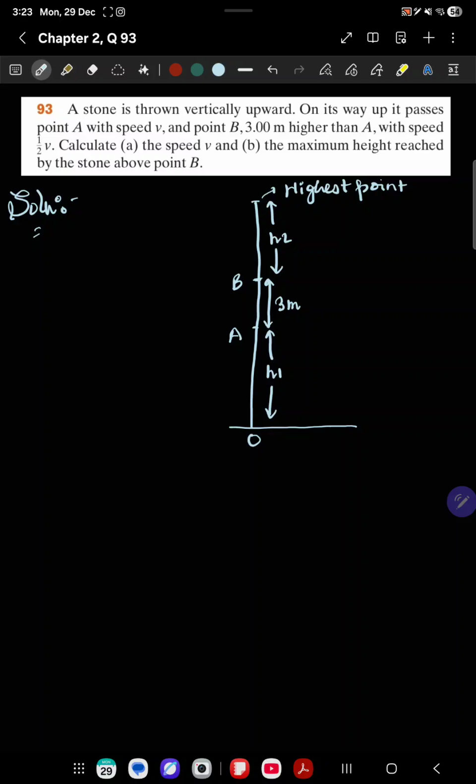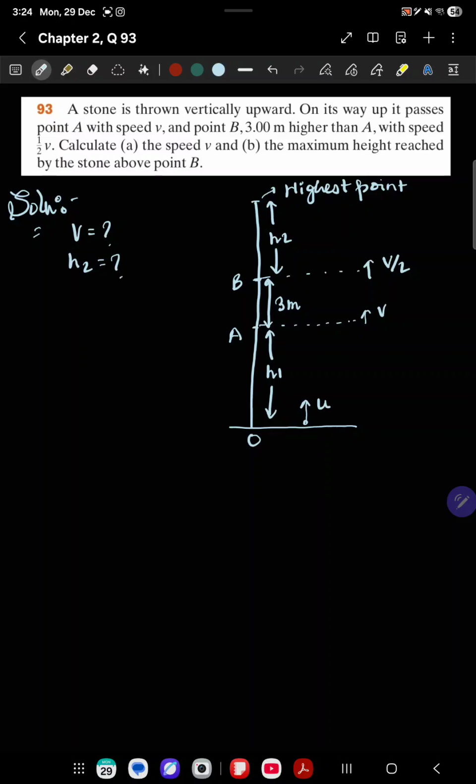Now I'm assuming that this stone will be thrown in upward direction with a speed of u. Now it is given when it reached point A, the speed was v, and when it reached point B, the speed was v by 2. And it is asking us what is the value of v and what is the value of h2.